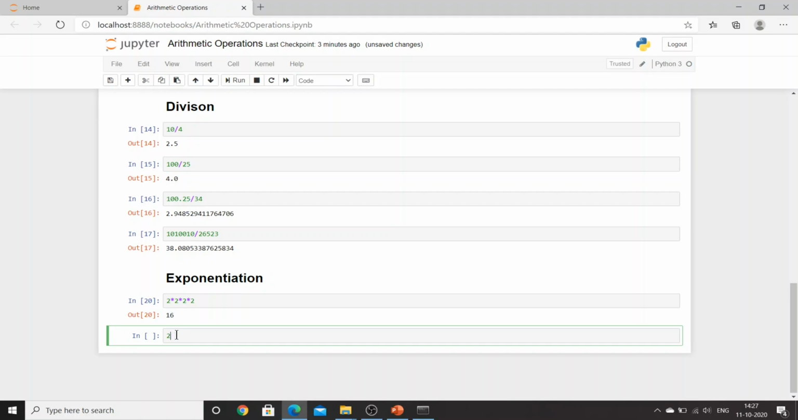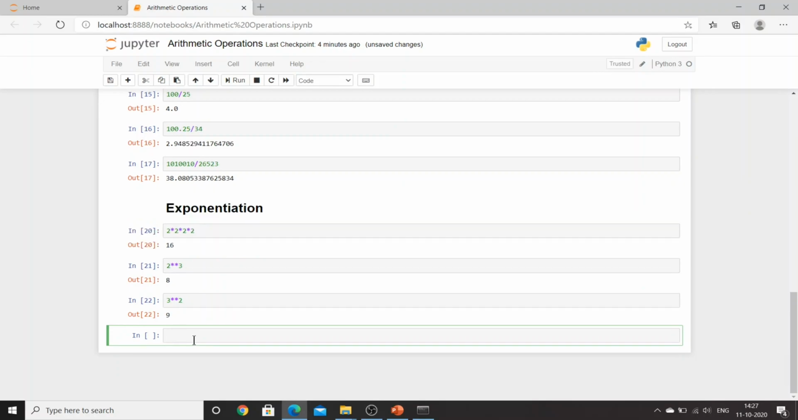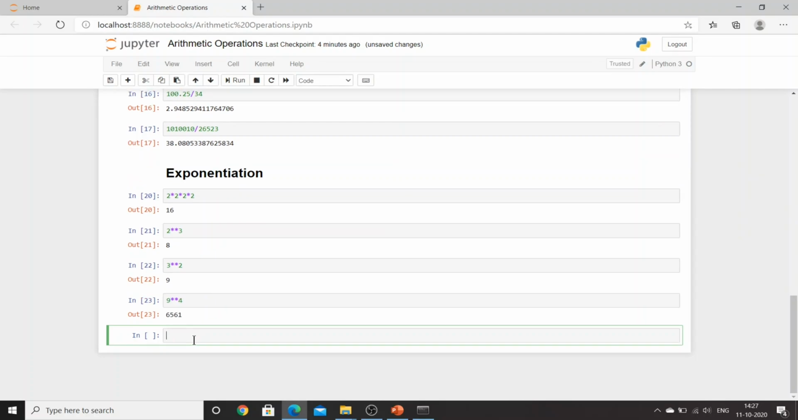So similarly, let's say you want 2 to the power 3. In exponentiation in Python, you just need to provide the first number, then the symbol. No, not the cap symbol. In Python we use double star, and then 3. So 2 to the power 3 is 8. Let's try 3 to the power 2, you get 9. Let's try 9 to the power 4, you get 6561. In this way you can get it.